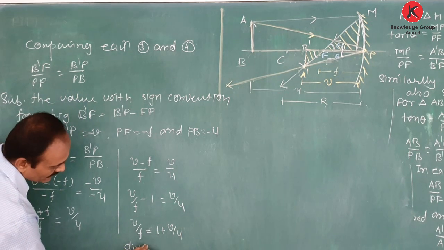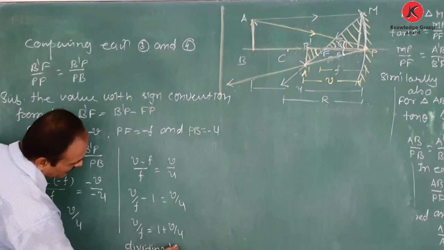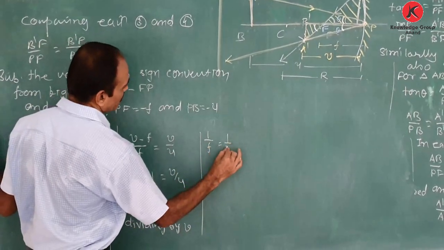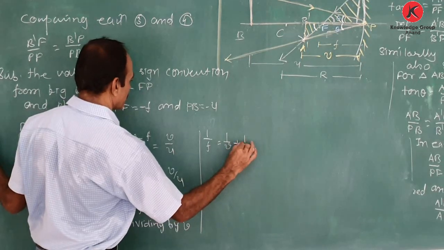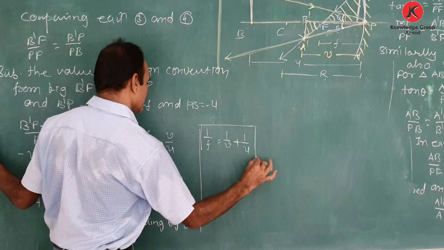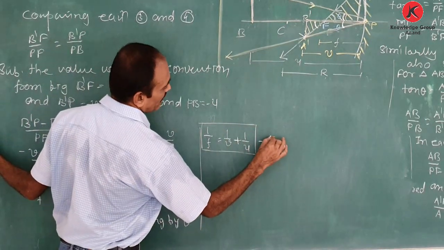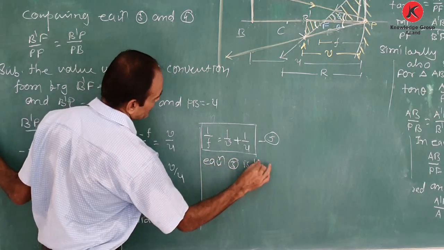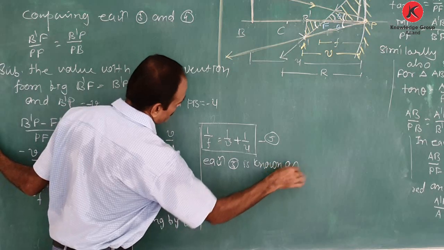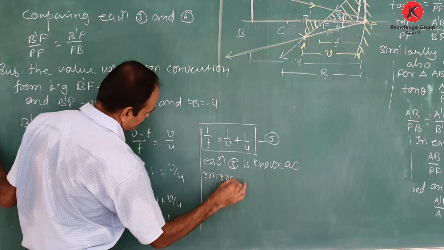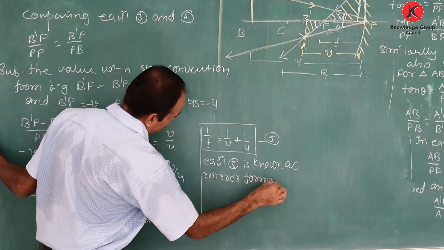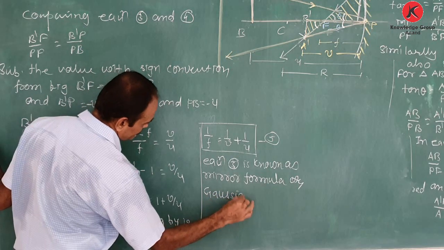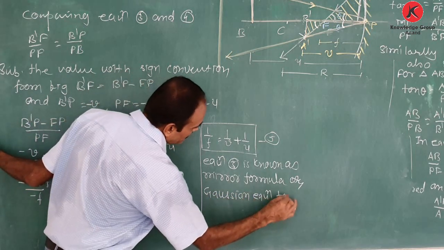Dividing by small v, we obtain 1 upon f is equal to 1 upon v plus 1 upon u. That is the mirror formula, equation number 5. Equation 5 is known as the mirror formula or Gaussian equation for spherical mirrors.